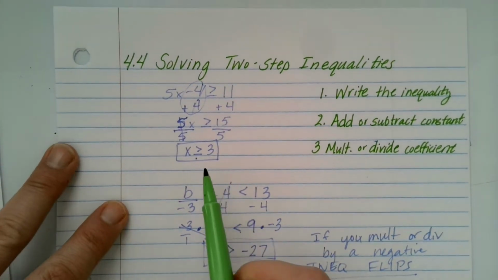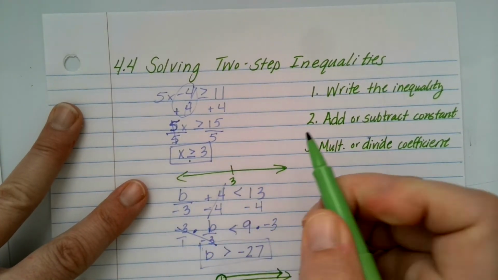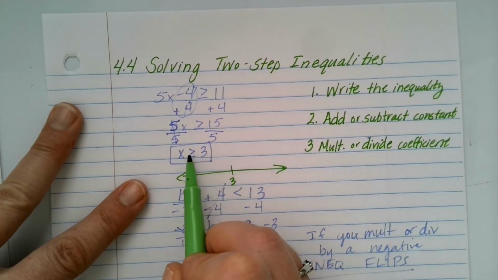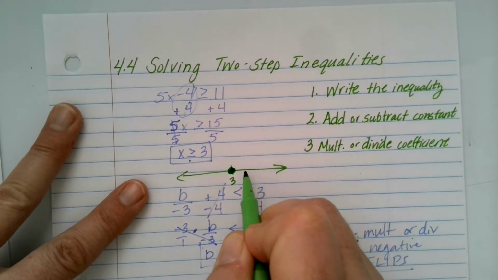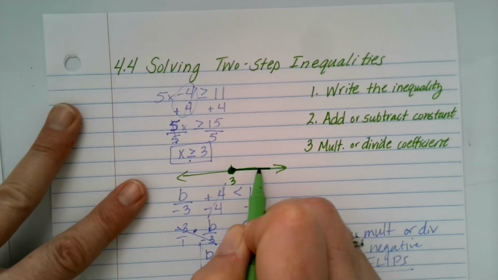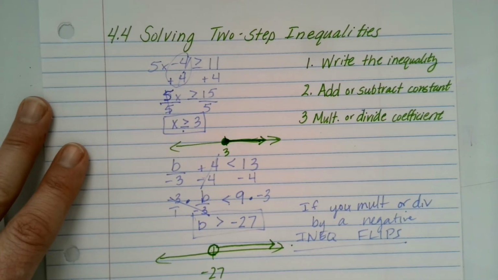Okay, here, let's draw a number line. Here is 3, and x is any value greater than or equal to 3. So we're going to have a closed circle because we know it can be equal to 3, and it can be any number greater than 3 there. All right, so that's what it looks like to graph.